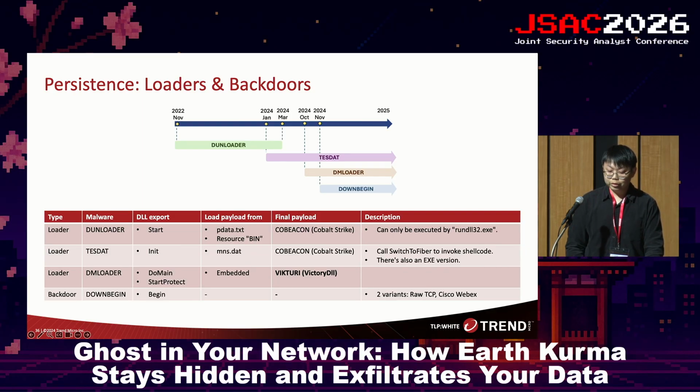There are two variants for the backdoor downbegin. One communicates to a CNC server via raw TCP. The other one is quite interesting because it communicates via Cisco WebEx. And this is also the first time we find an attacker abuses Cisco WebEx service.